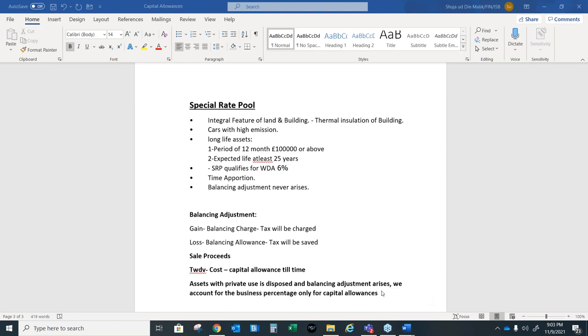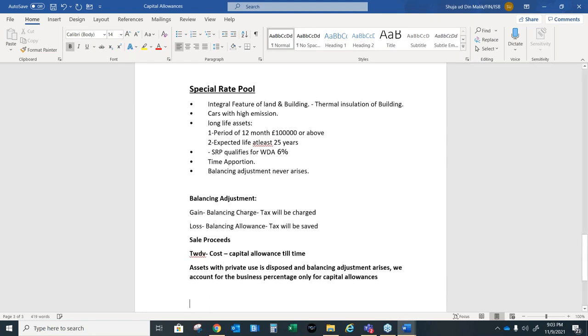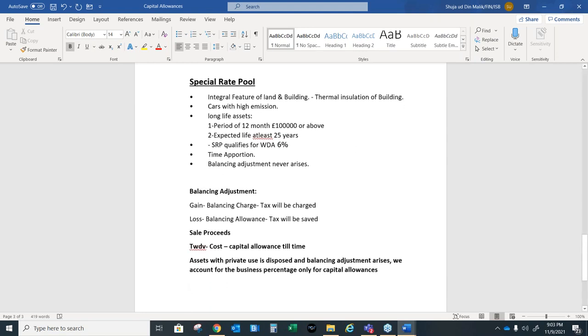What do you mean by the business percentage? Okay, I'm telling you. I am putting up an example. We have a question relating to this. We will be discussing that in detail once we go through the basis periods. We will be doing the question today for capital allowances and basis periods mainly, so that every difficulty in that is overcome by you.